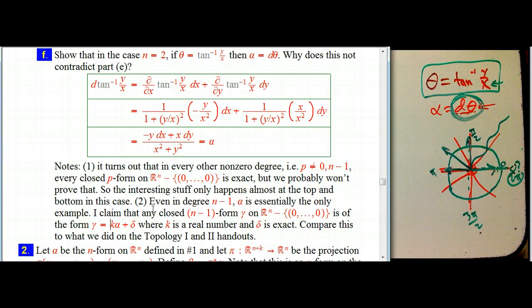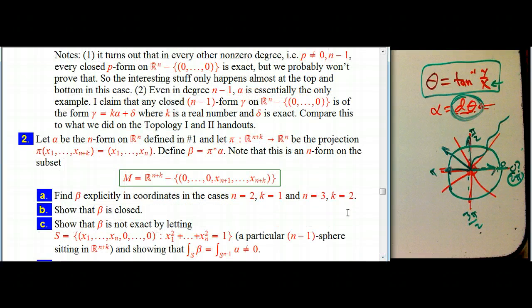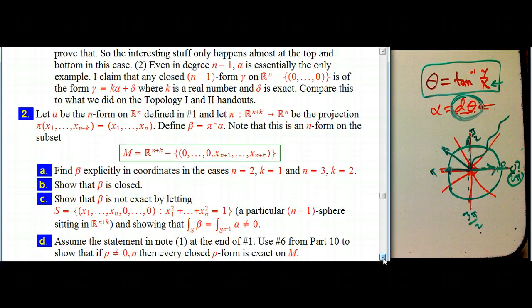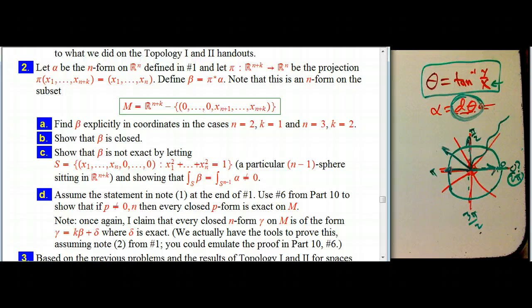Those really were special examples of this phenomenon. Okay, so that's what's going on with Rn minus the origin. P equals 0 is always special, and then there's this special n minus 1 form, and that's really the only interesting example. That's not something that I'm prepared to prove with the level that I'm pitching this at. Okay, good place to stop, but we're going to look at one more example that's kind of, again, generalizing the topology handouts.